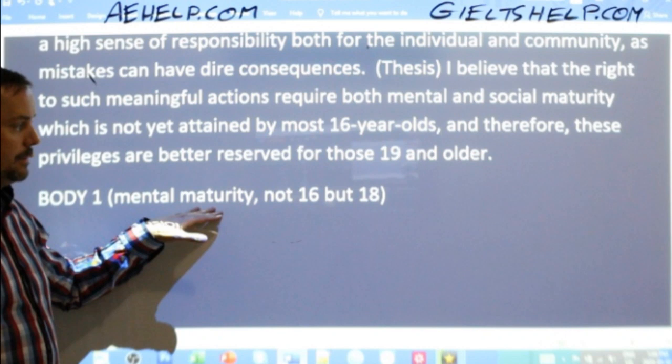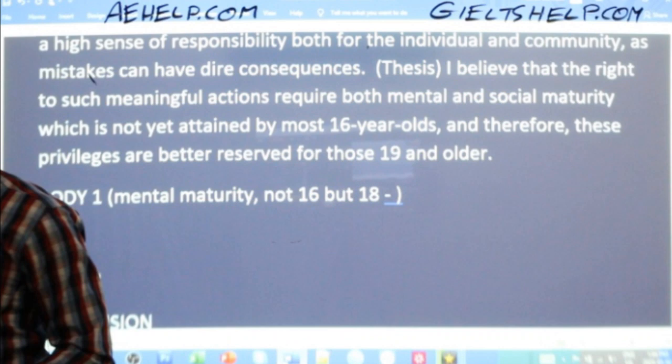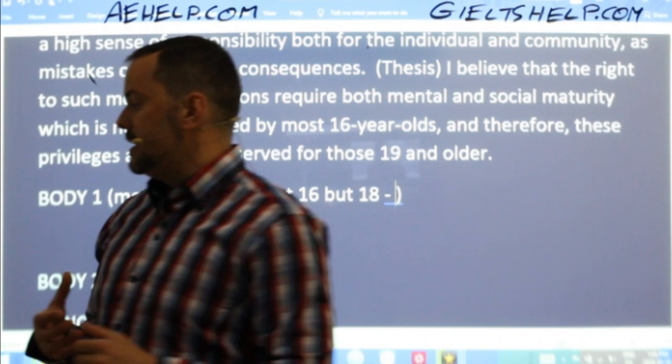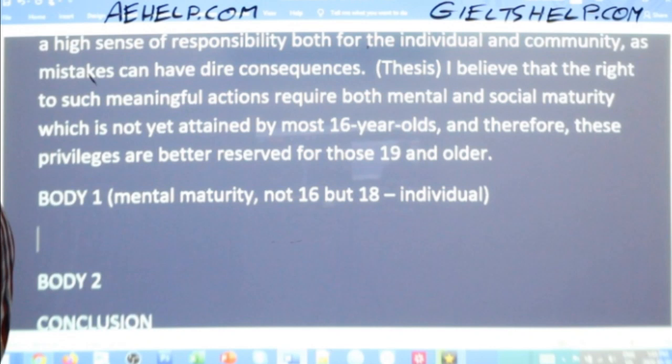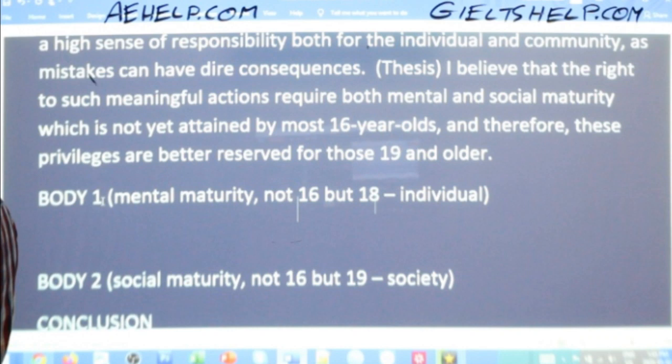Now, I've said this before in past lessons, that many topics you can think about as the individual and as society. Now, of course, individual is specific, more specific. Society is more general. Logically, it makes sense to have body paragraph one about the individual, and body paragraph two, of course, will be about social maturity, not 16, sorry, but 19. And this is the society, okay? So here, let's remove that and add that, okay?